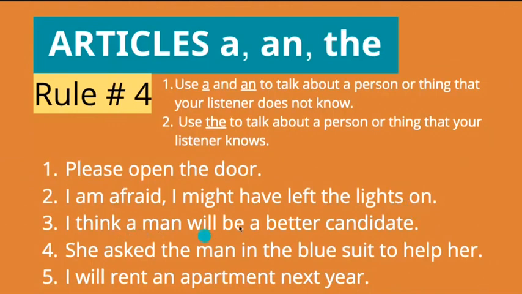Okay, next, number 3. I think a man will be a better candidate. So here, you are not sure about who will be the candidate. So you just use a. So you're not talking about a certain person, but you are talking about a general man, or like you don't know, the person that you're talking with doesn't know about the man that you're talking about.